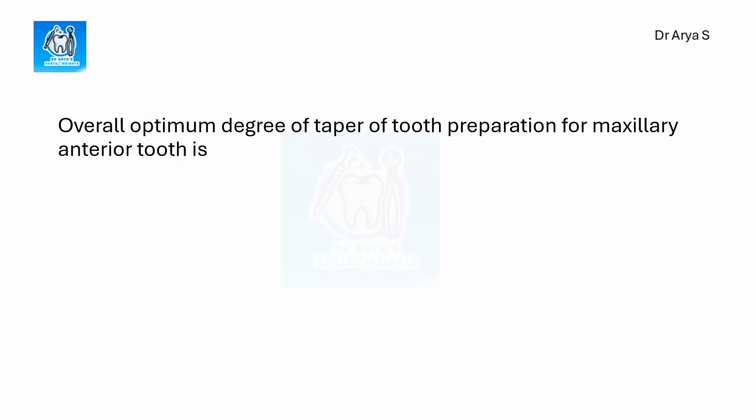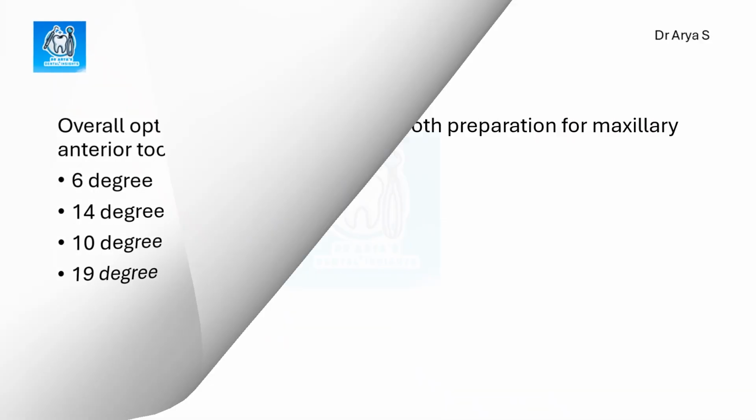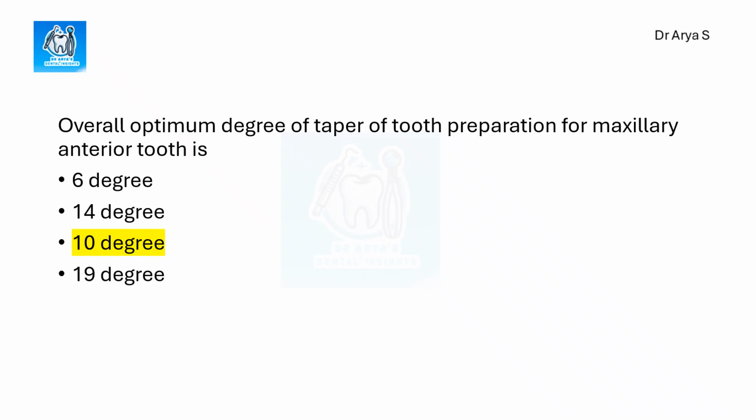The optimum degree of taper of tooth preparation for a maxillary anterior tooth is 6 degree, 14 degree, 10 degree or 19 degree. Here the optimum degree of taper of tooth preparation for a maxillary anterior tooth is 10 degree.